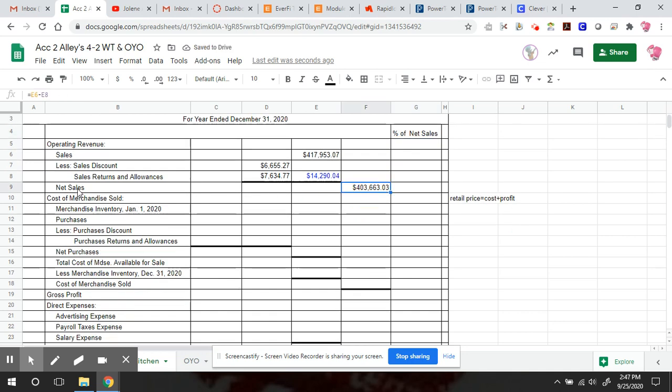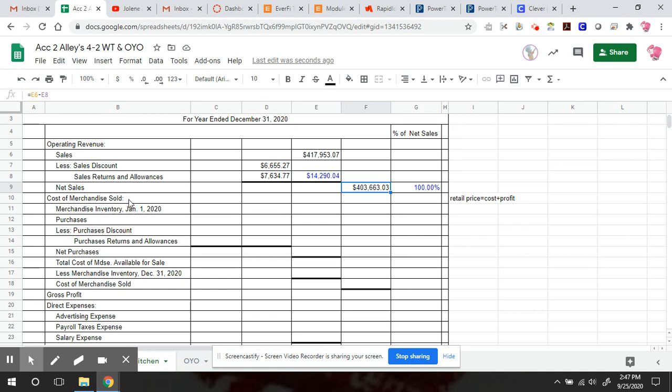This, if you'll notice, is net sales, that dollar amount. This column says percentage of net sales. Net sales is 100% of itself, so I put 100 in there. For the rest of these, we're going to find out what percentage of net sales makes up the profit, the direct expenses, cost of goods sold, that kind of thing.